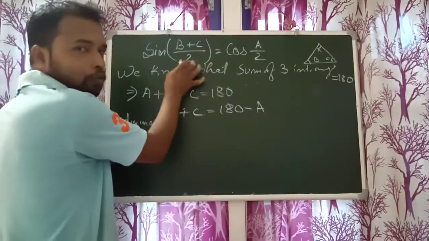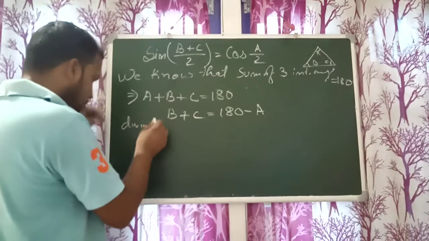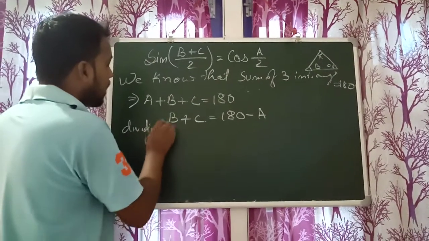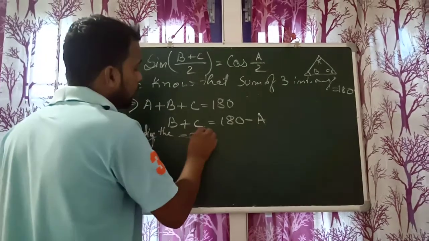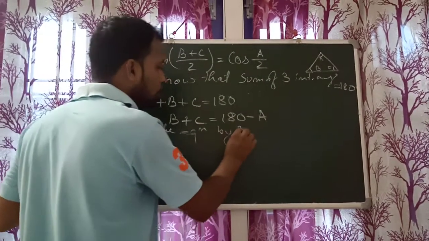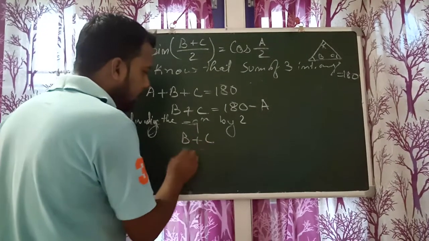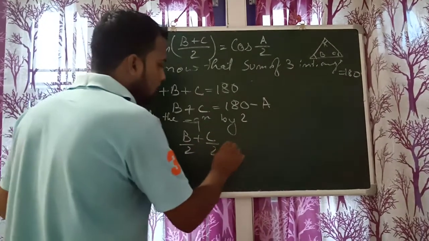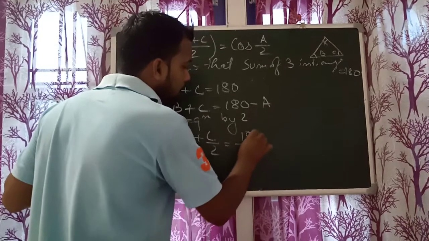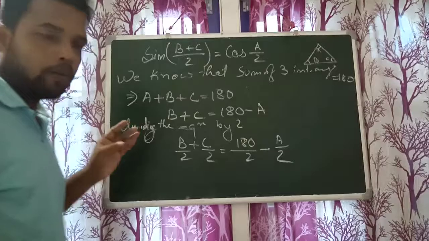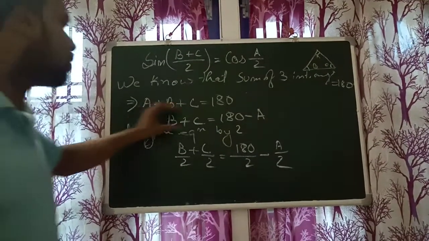dividing the equation by 2, what will we get? b by 2 plus c by 2 is equal to 180 by 2 minus a by 2. Okay, we are dividing all this equation by 2.